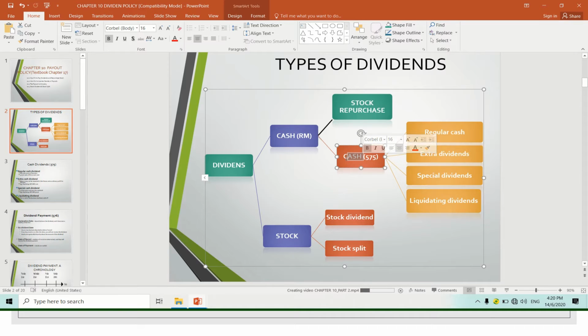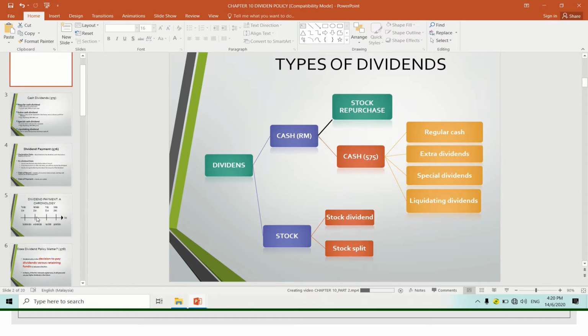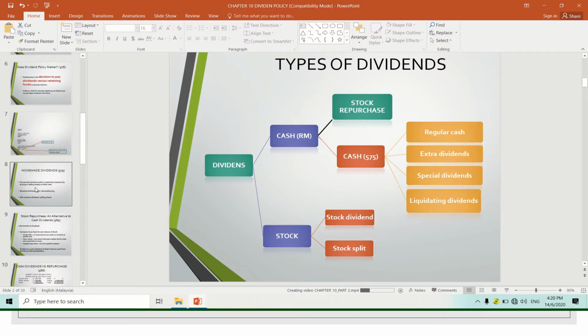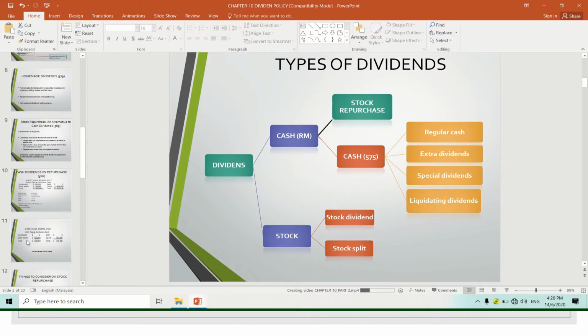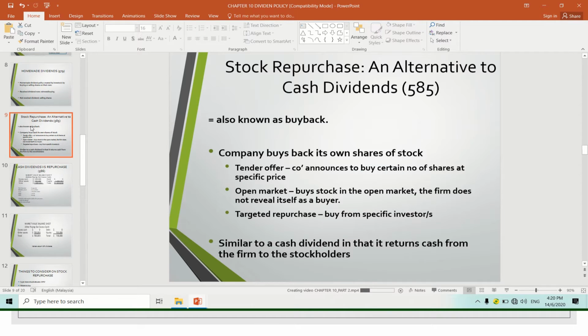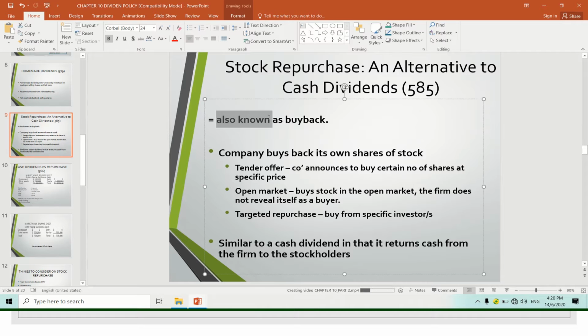We had covered the cash dividend in the part 2 video. And now in the part 3 video, I would like to discuss stock repurchase. So for the stock repurchase, as the name implies, that means the company will buy back its shares from their shareholders. It is also known as buyback, beli balik saham.